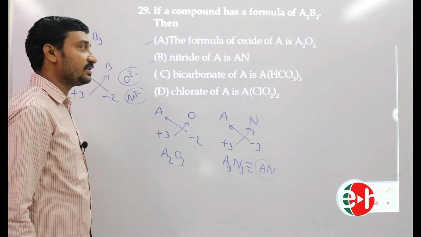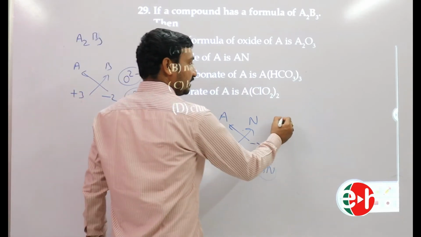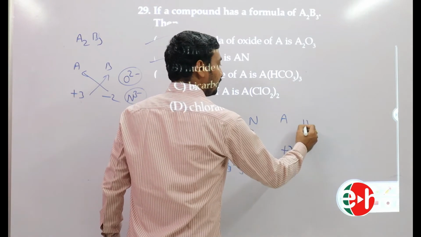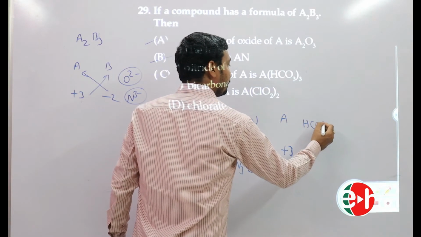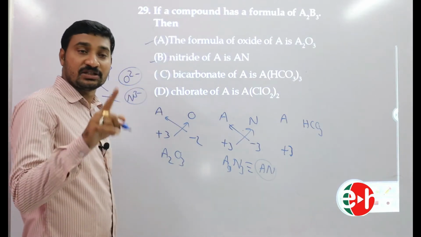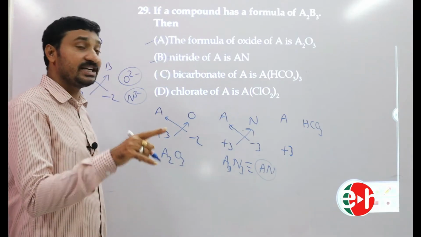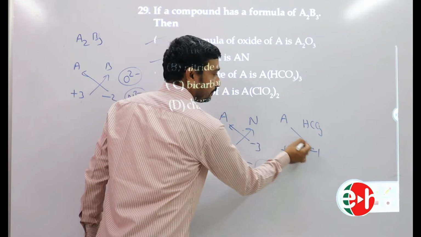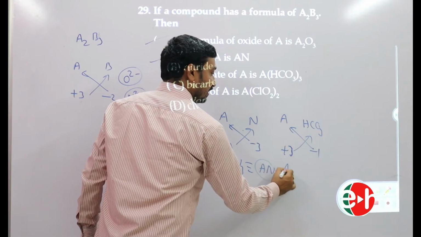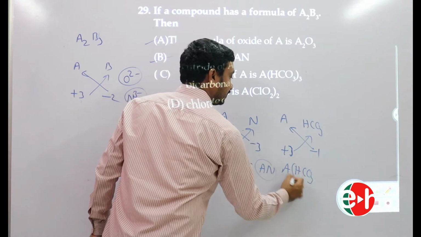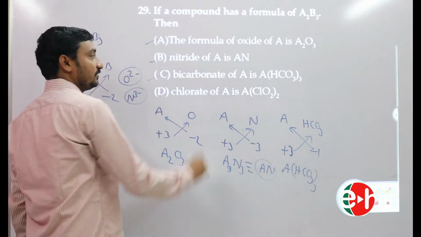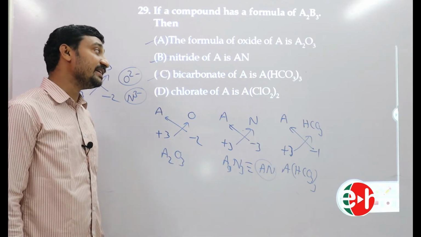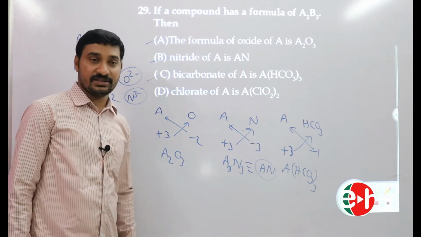Bicarbonate of A is A(HCO3)3. Charge on A is +3. Bicarbonate ion formula HCO3-. Carbonate is CO3 2-, bicarbonate is HCO3-, charge -1. Then formula A(HCO3)3. So this is also correct. Next, final one. Chlorate of A is A(ClO2)2.